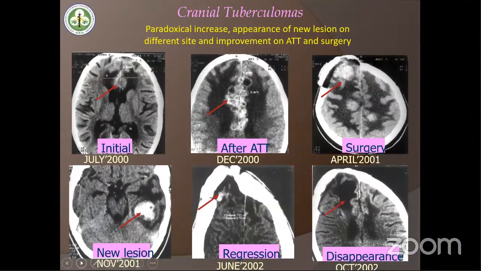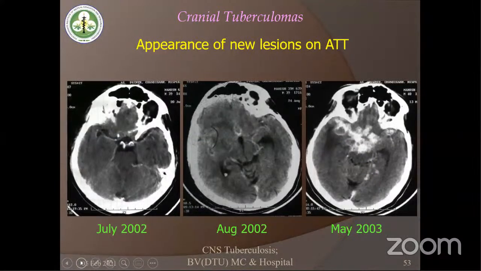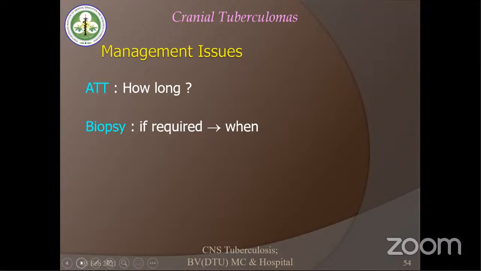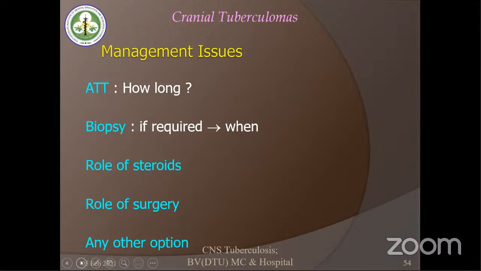So the treatment, at times, the maximum duration I gave was about 3.5 years in a particular case. The appearance of new lesions while on ATT is a known fact, and you can see it while patients are taking treatment. So it is a very difficult disease to treat. 50% of tuberculous meningitis cases die, and the diagnosis is often delayed very much. The management issues are how long you have to give ATT, biopsy if required and when, the role of steroids, the role of surgery, and whether any other options are available.